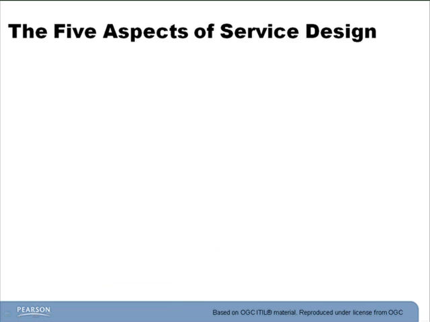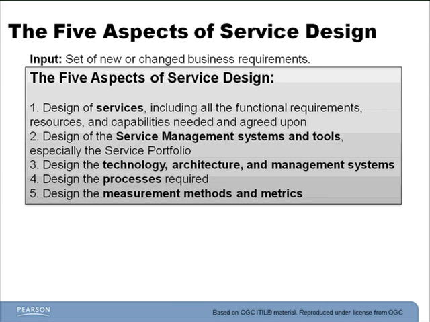In service design, we focus on designing 5 main aspects, or items, with the goal of satisfying the needs and requirements of the business. So the input to service design is, of course, the output of service strategy, which is the set of new or changed business requirements. The 5 things we design in service design are: first, we design the service solutions for new or changed services. And this entails identifying the business requirements, defining the service requirements, and then, of course, designing the services end to end, including all the functional requirements and the resources and capabilities that are needed and agreed to.